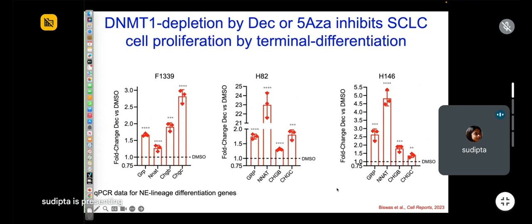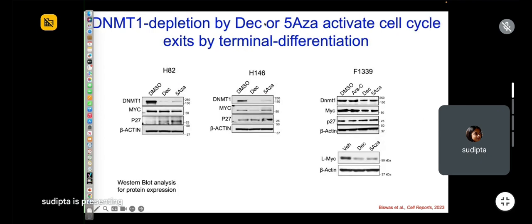We showed gene expression by qPCR, and you can see all these cells showed that all differentiation genes are highly expressed when we depleted DNMT1 with this drug. And there are some proteins expressed that are markers for differentiation.